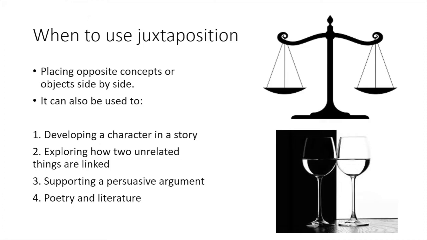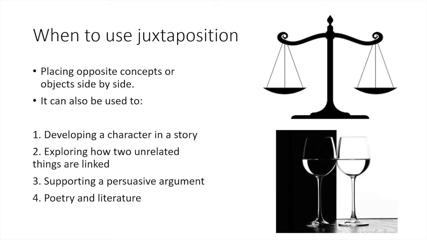When to use juxtaposition? You will make use of juxtaposition when placing opposite concepts or objects side by side. It can also be used to develop a character in a story, explore how two unrelated things are actually linked, and supporting a persuasive argument. We also make use of juxtaposition, as I said before, in poetry, art, and in literature.